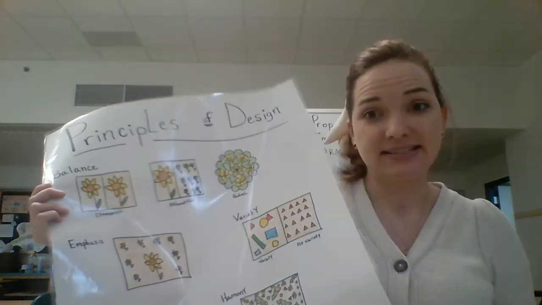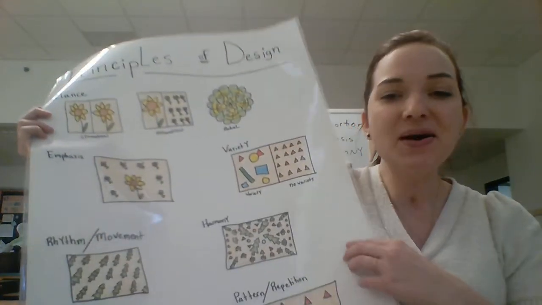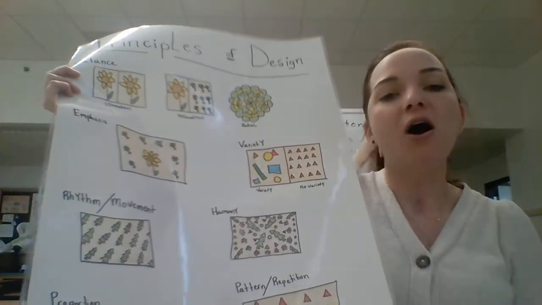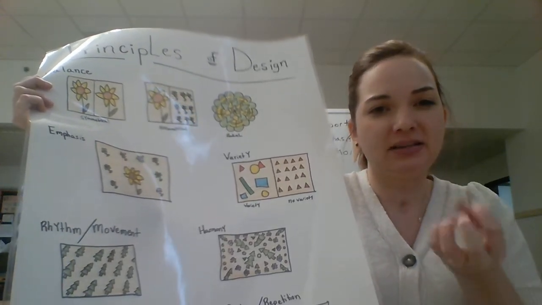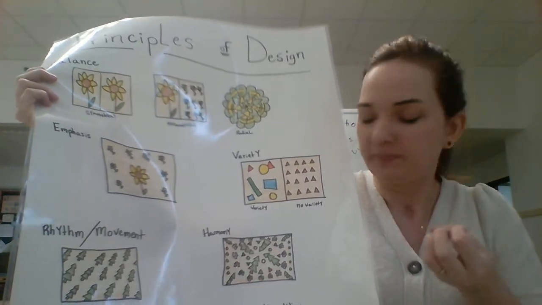Okay, so that's emphasis. And then our last principle of design that we're going to work on is harmony. I saved this one for last on purpose. You'll see why when I explain what it is. Harmony is what ties these elements of art together. So what ties the work of art together, okay?